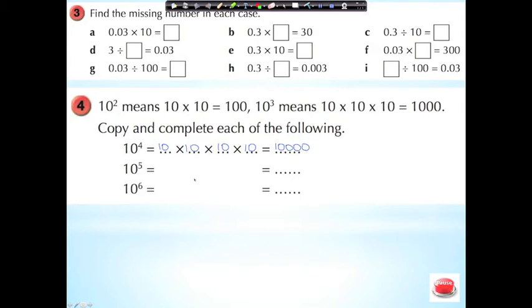You need to do a similar thing for 10 to the 5 and then 10 to the 6. So press pause and answer these questions. And again, the answers will be at the end of the PowerPoint slide.